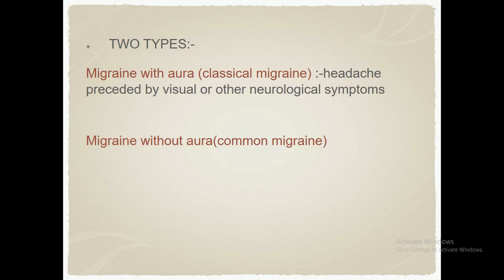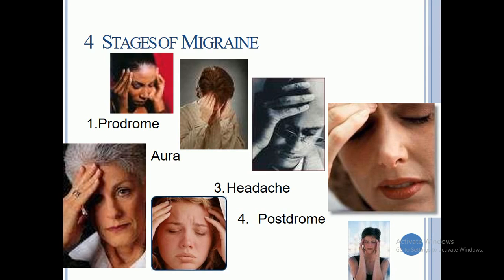There are two types of migraine. The first one is migraine with aura, the classical migraine, in which the headache is preceded by visual or other neurological symptoms. Migraine without aura is the common migraine. So one is classical and the second one is common.